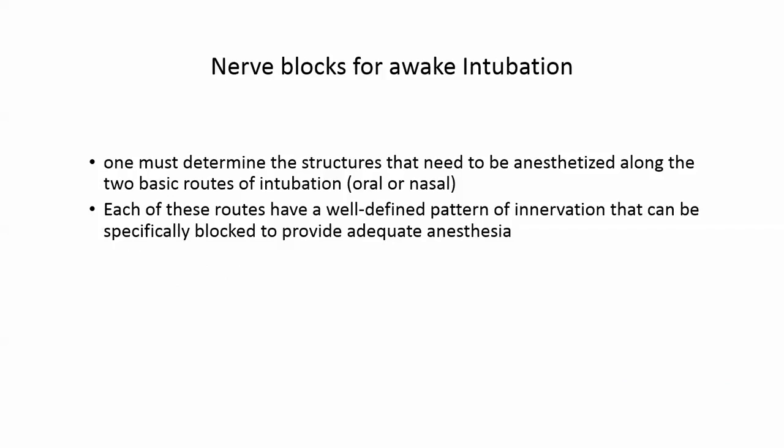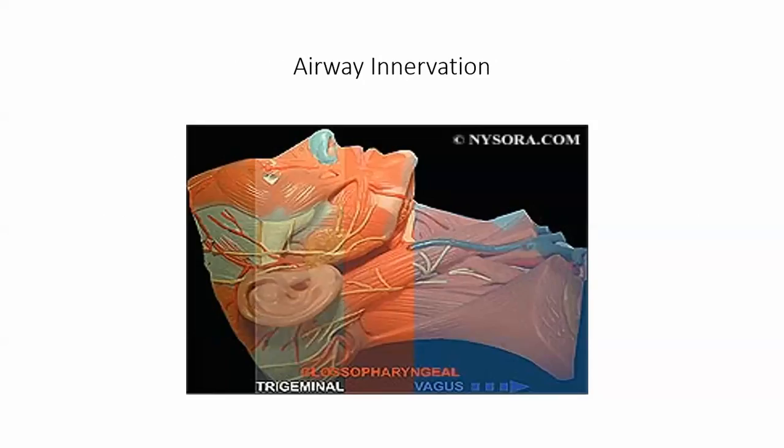To perform nerve blocks for awake fiber optic intubation, one must determine the structures that need to be anesthetized along the two basic routes of intubation, which is oral or nasal. Each of these routes has a well-defined pattern of innervation that can be specifically blocked to provide adequate anesthesia. The airway is innervated by the trigeminal, glossopharyngeal, and vagus nerves and their branches.